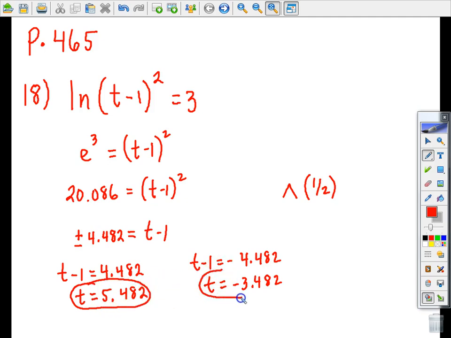But you always want to check. First, there's two things to be careful about. Remember, plus minus when you end up doing an even root on both sides of an equation. And then if you do end up with a negative number, make sure that it makes sense. You cannot do the log of a negative number, but that doesn't happen here.